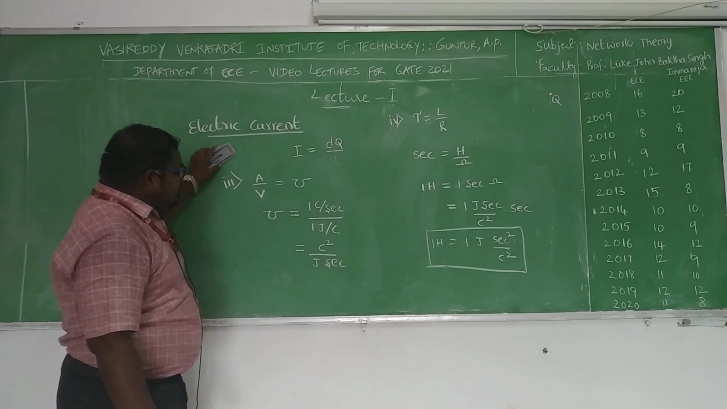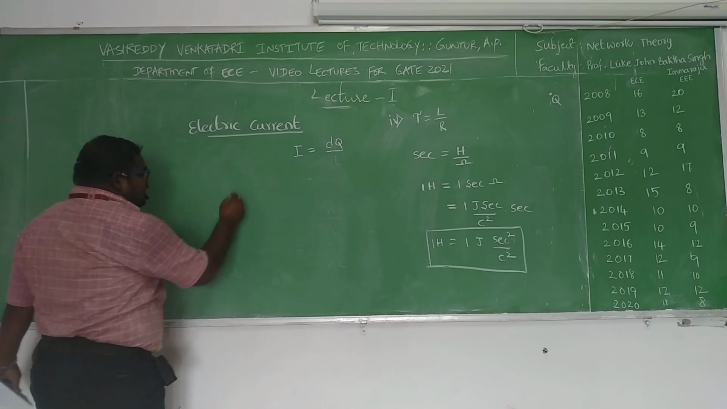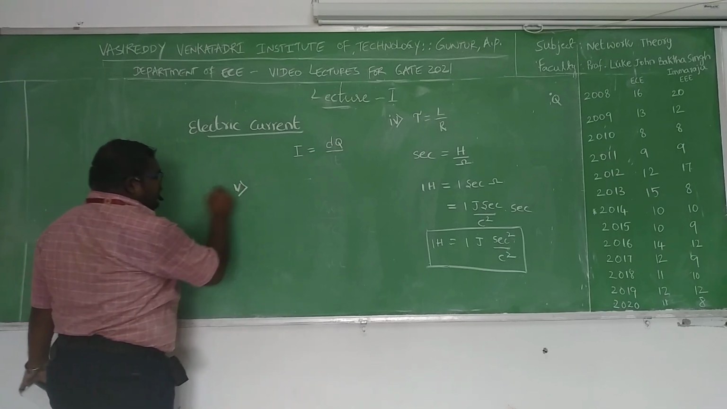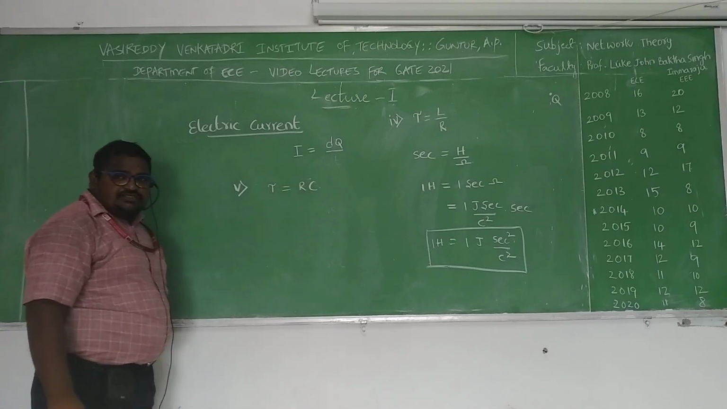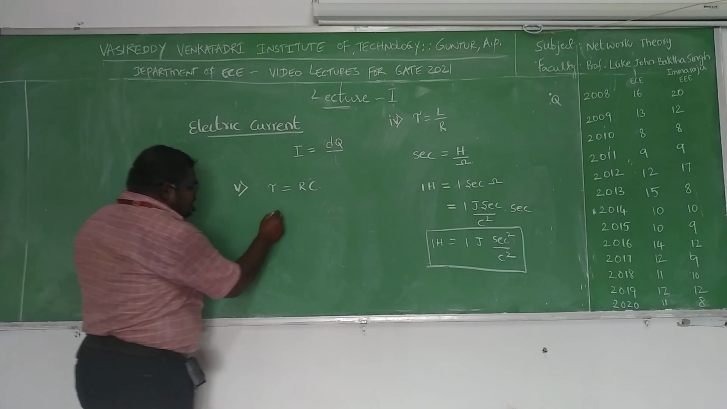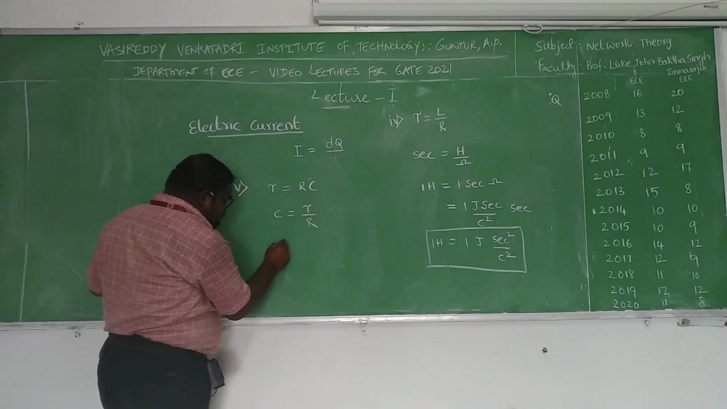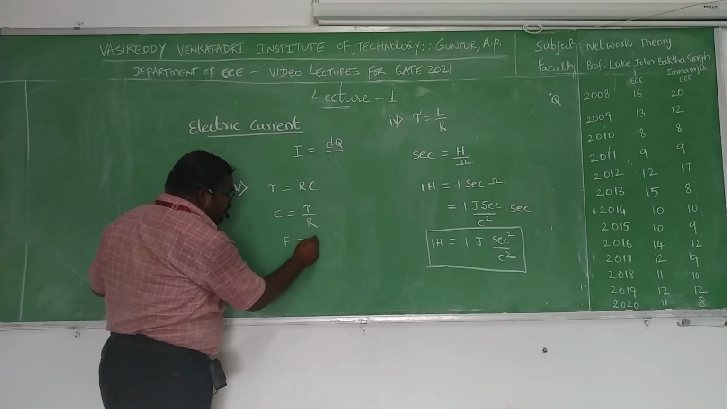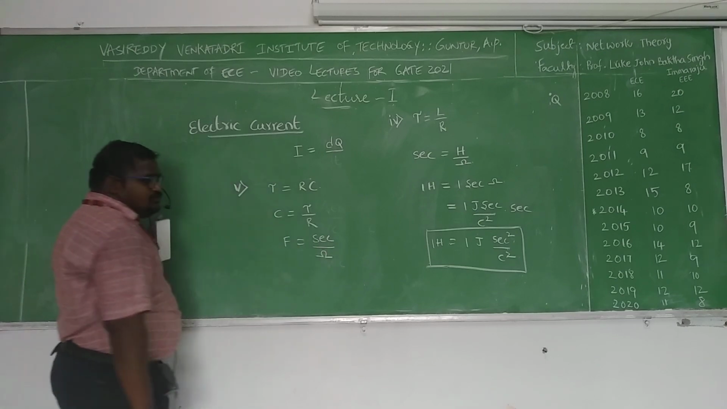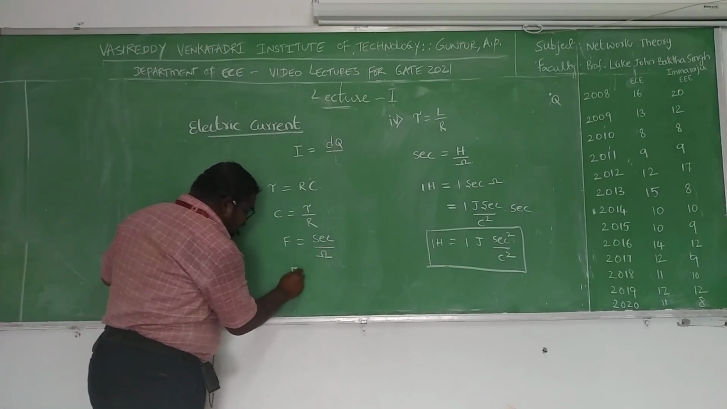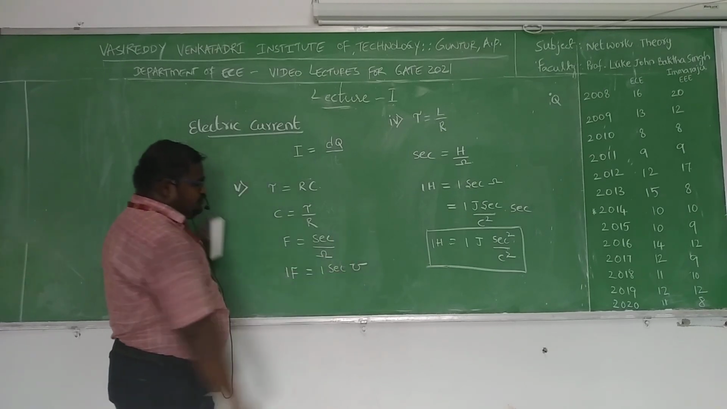Similarly, the other one is for the RC network. The time constant for the RC network is tau is equal to RC, so C is equal to tau by R. The unit of C is farads, the unit of tau is seconds, and the unit of R is ohms. That is, 1 farad is equal to 1 second into mho.